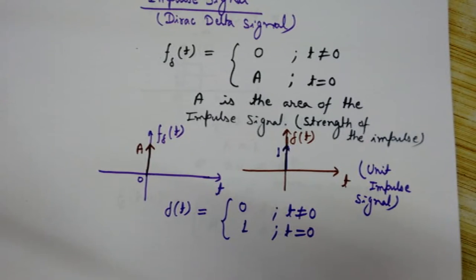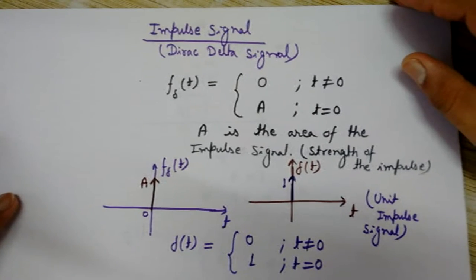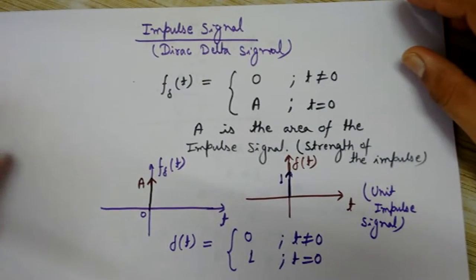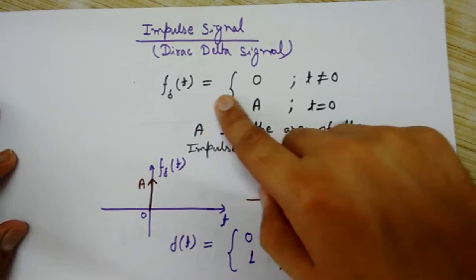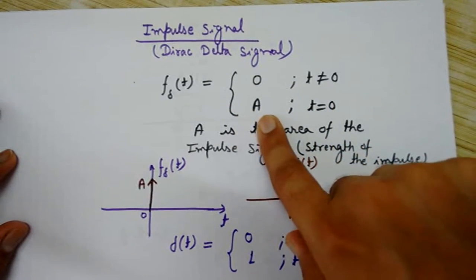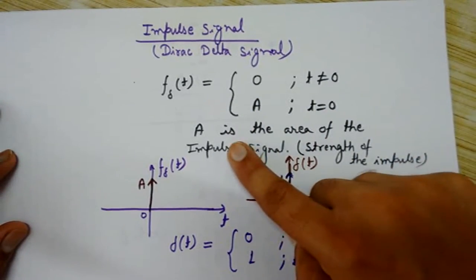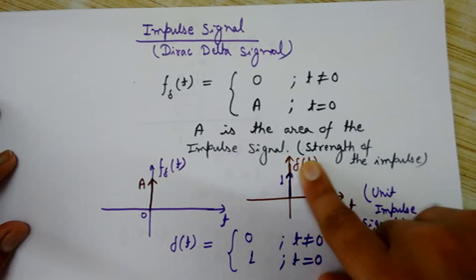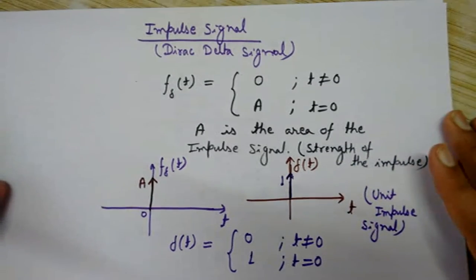Now let's come to another kind of signal called the impulse signal. The impulse signal is also called the Dirac delta signal. We can write it as f(delta t) equals 0 for t not equal to 0, and its value is A for t equals 0. Here, what is A? A is the area of the impulse signal. It is also known as the strength of the impulse.